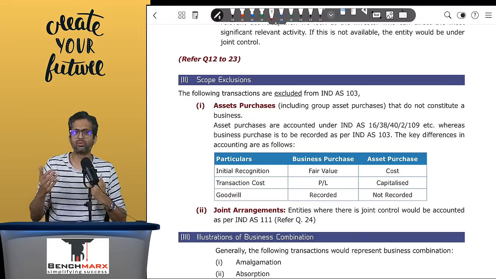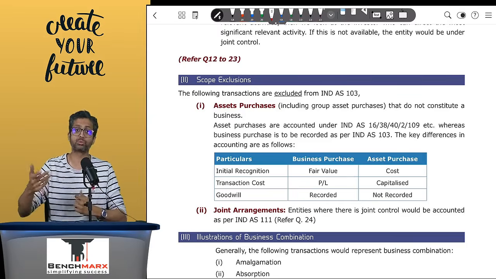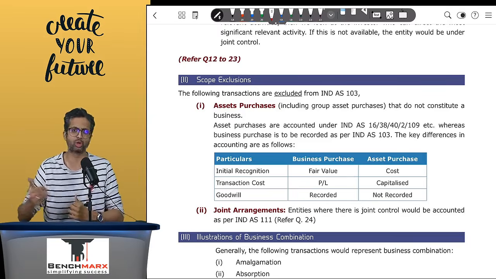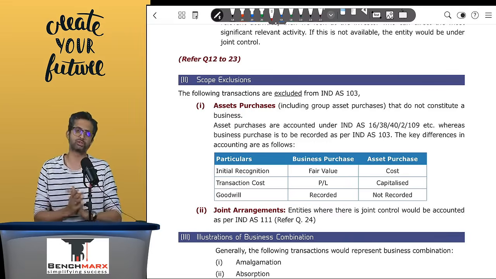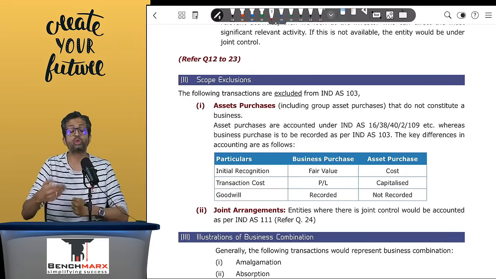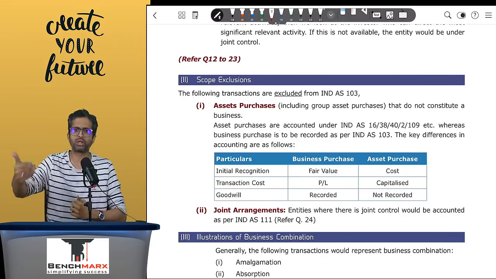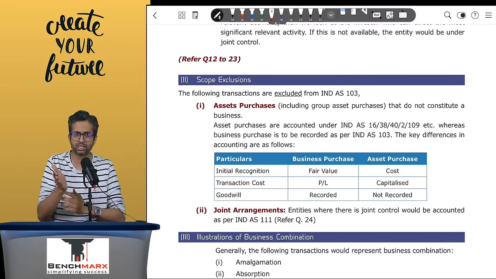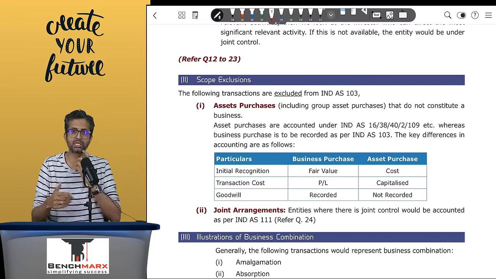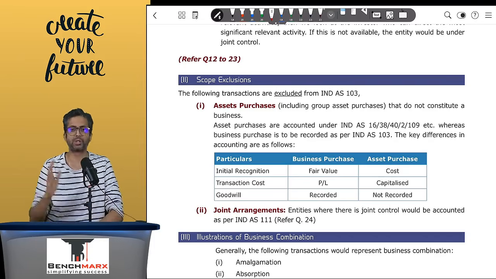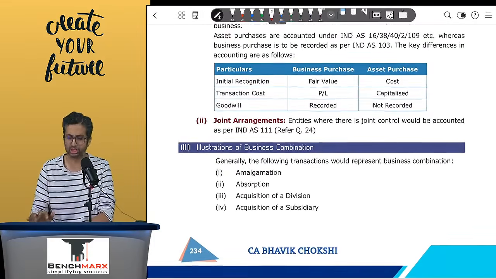Next, at the time of asset purchase, you never create a goodwill. However, for business purchase, there can be a possible goodwill or a gain on bargain purchase. And third is transaction cost. For asset purchase, usually the directly attributable cost for acquiring a PPE, intangible, etc. is capitalized. However, for a business purchase, acquisition costs are expensed to the profit and loss account. So these are the three distinctive points of difference.